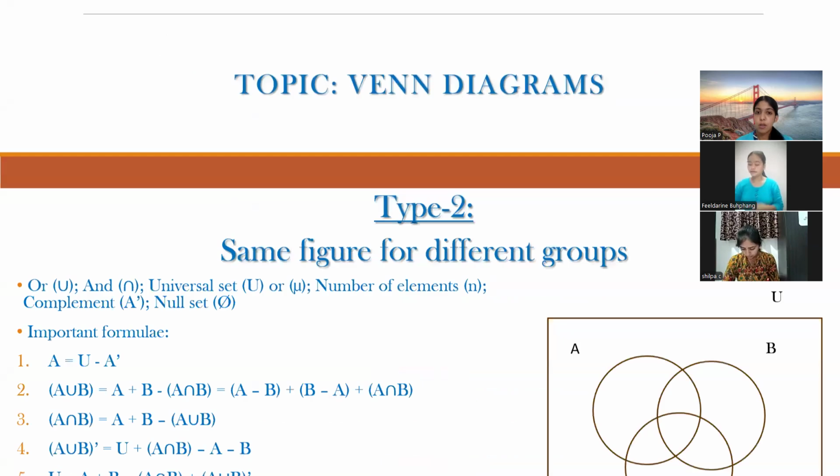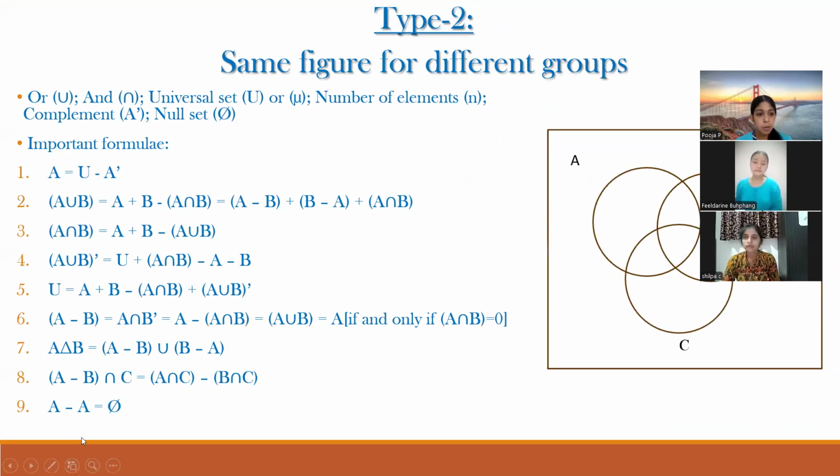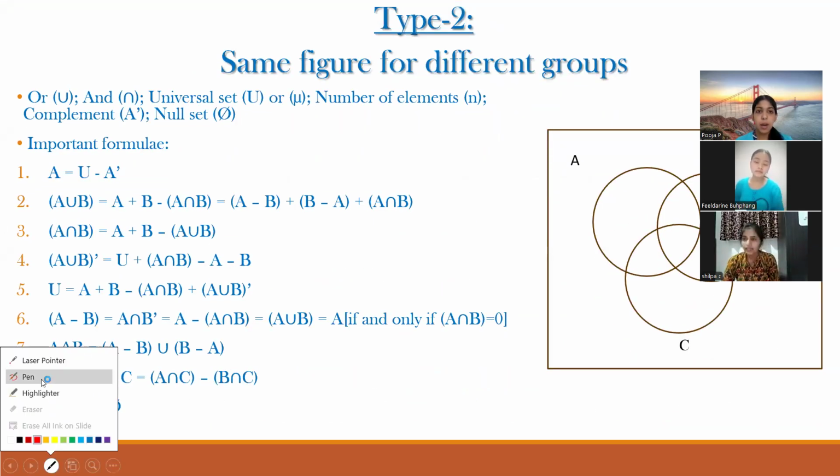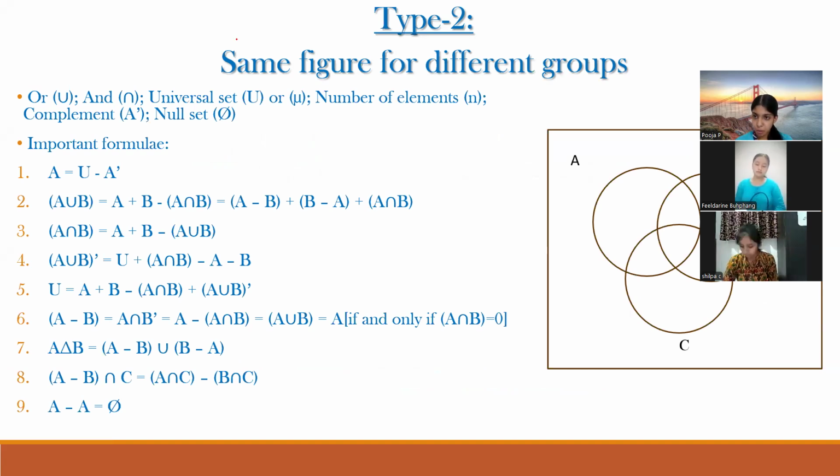So what exactly are Type 2 Venn diagrams? You have the same figure for different groups. Type 3 also has the same figure for different groups, but there the relationship between the groups is being established. Here, the relationship between the elements and their respective groups is being established.